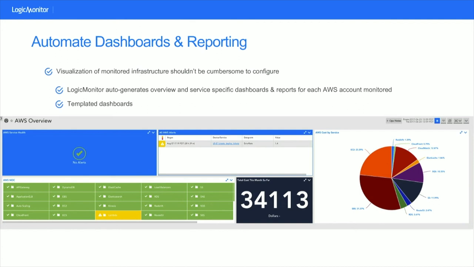But you shouldn't have to manually configure these dashboards every time. Logic Monitor provides automated dashboards for cloud services and templated dashboards for everything else. So you can simply replace a variable value to point to the resources you want to display data for, and the dashboard should populate with data. You can export and import these dashboards to quickly replicate across similar apps, and the intention is really to make it easy to visualize your monitored resources in a way that makes sense for your environment.